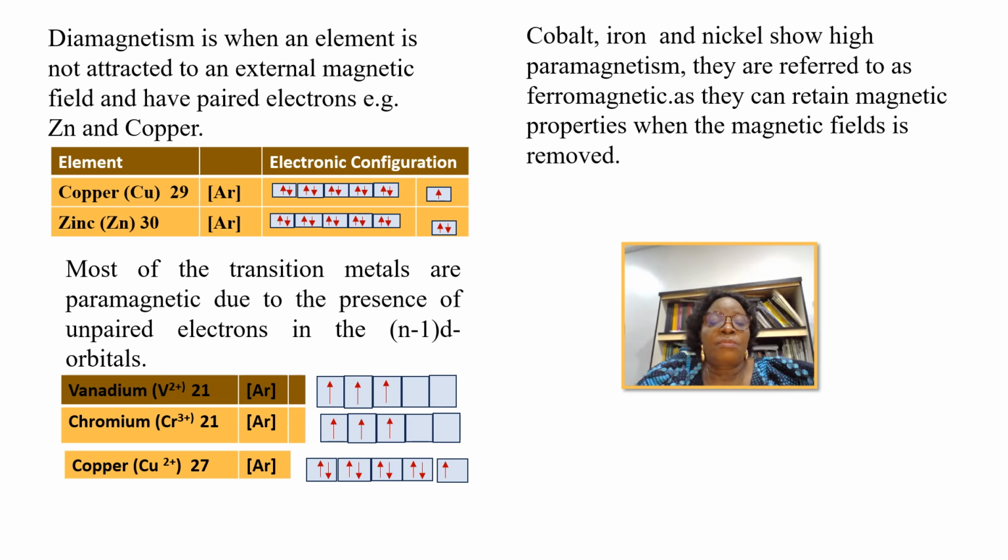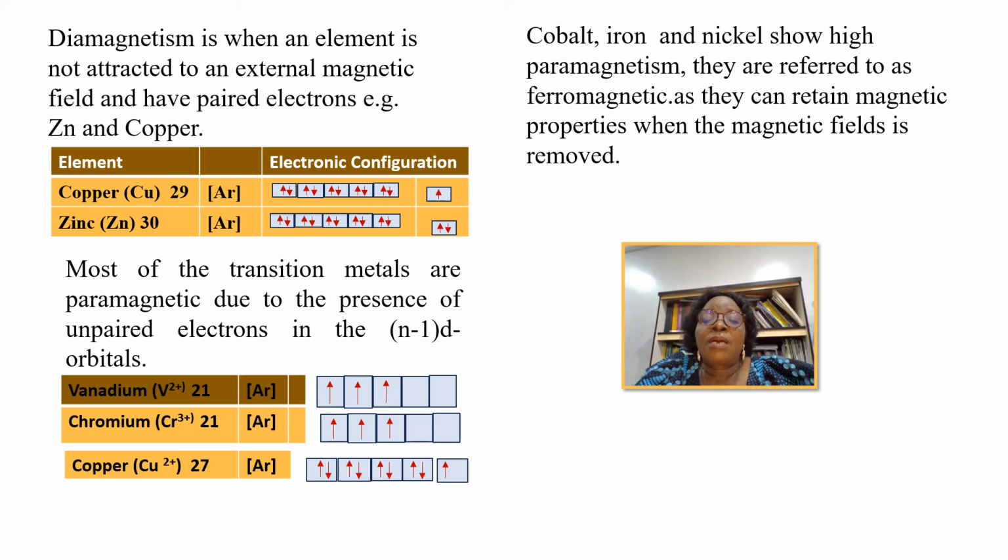For example, the vanadium ion has three unpaired electrons. The other two d orbitals are vacant. So this vanadium ion will be attracted towards a magnetic field. So also the chromium 3+ ion. It has unpaired electrons in its d orbital. The copper 2+ ion has one unpaired electron, so it can be attracted.